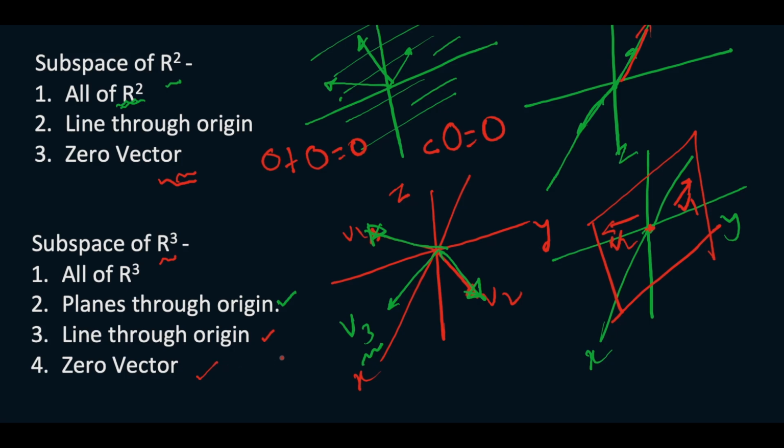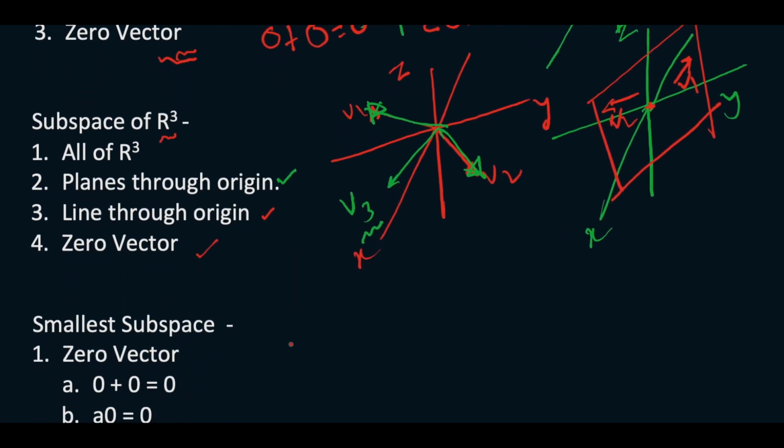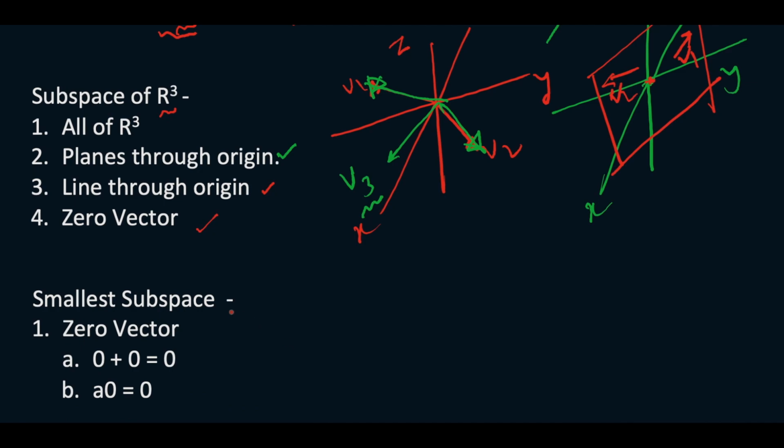Now can you guess the smallest subspace? Our smallest subspace will be the 0 vector, because it is a vector in itself. When you have a vector of zeros, you can take any combination of zeros, and you will get a 0. So this was all about vector spaces. In the next video we will see examples of vector spaces.